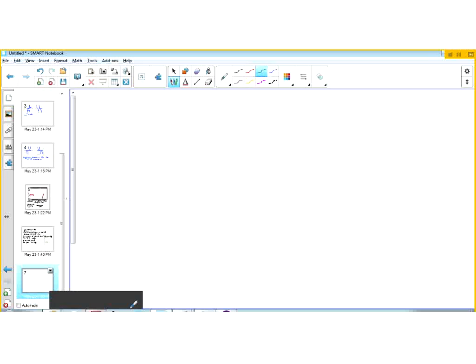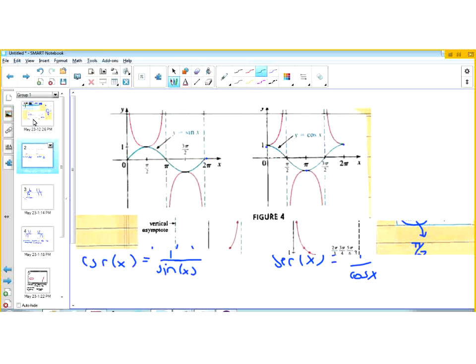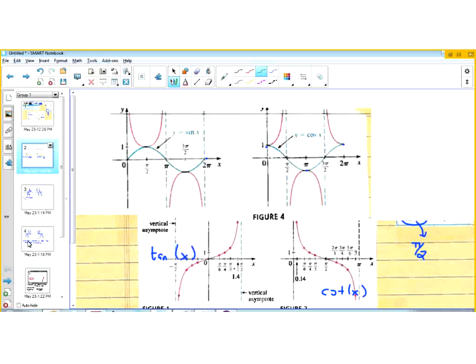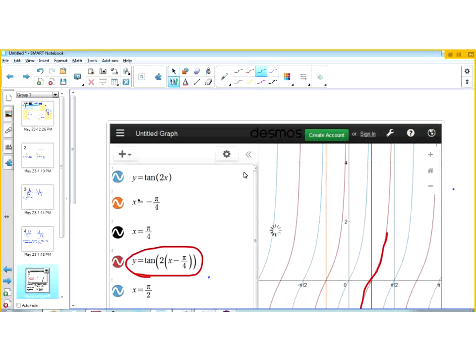Maybe I'll explain it a little more detailed. Let's go back to our graphing calculator. Where was it? Is this it? No. Was this it? No. What page? Here it is. Okay.